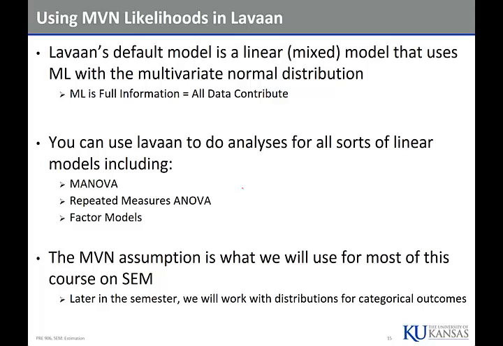So Lavaan actually stands for Latent Variable Analysis, L-A-V-A-A-N. I don't know, it sounds fun, right? And the default to using Lavaan is a linear mixed model that uses maximum likelihood with a multivariate normal distribution. So that's what we've been talking about. We talked about multivariate normal a little bit last night. We can use Lavaan to do analyses for all sorts of things, though, right? We could do MANOVA, repeated measures ANOVA, factor analysis, structural equation modeling, and more. So it has a pretty good set of things it does already, and it's not even its full release yet.